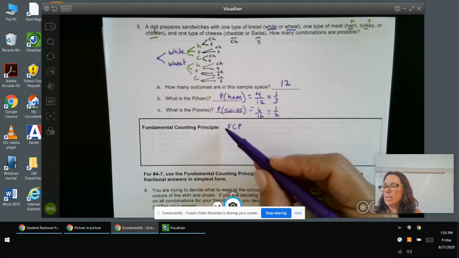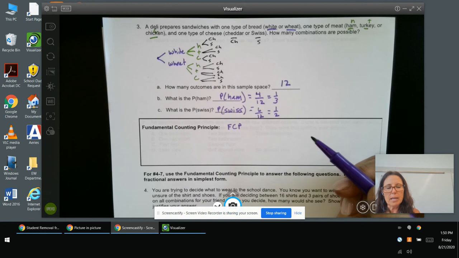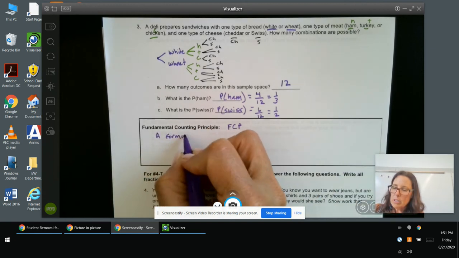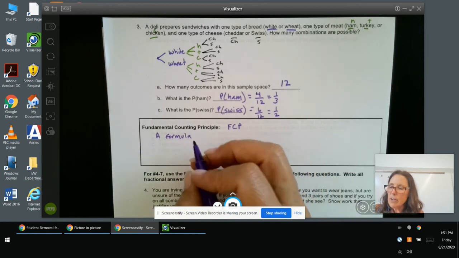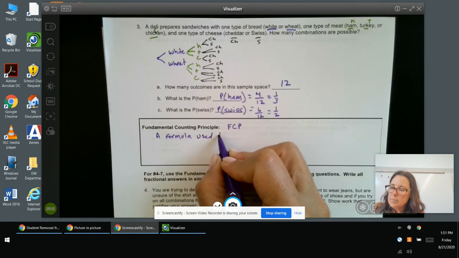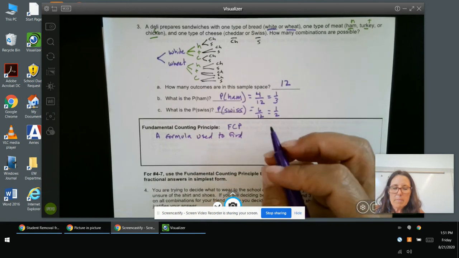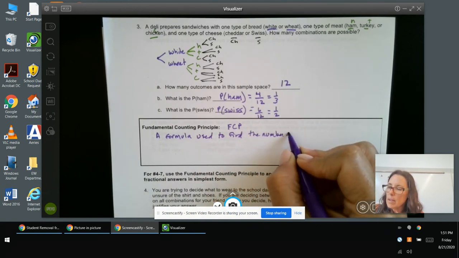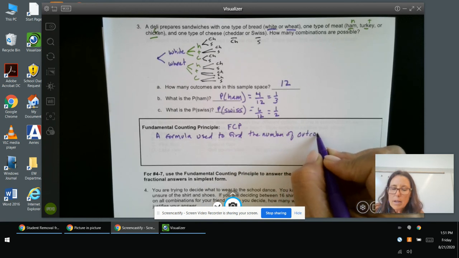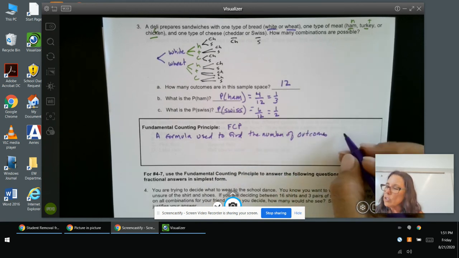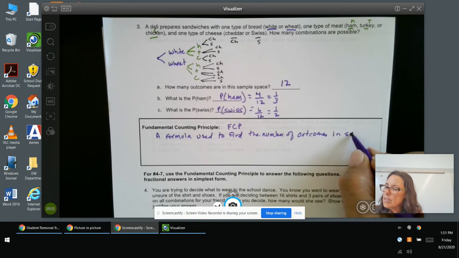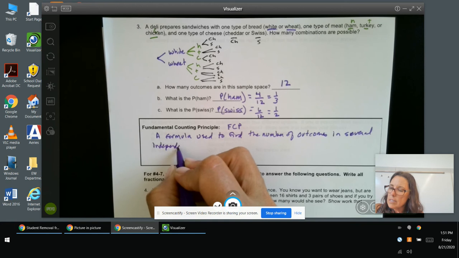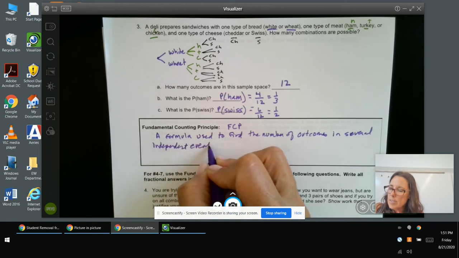Okay, fundamental counting principle. This is a formula. Let me give you the definition: a formula used to find the number of outcomes in several independent events.